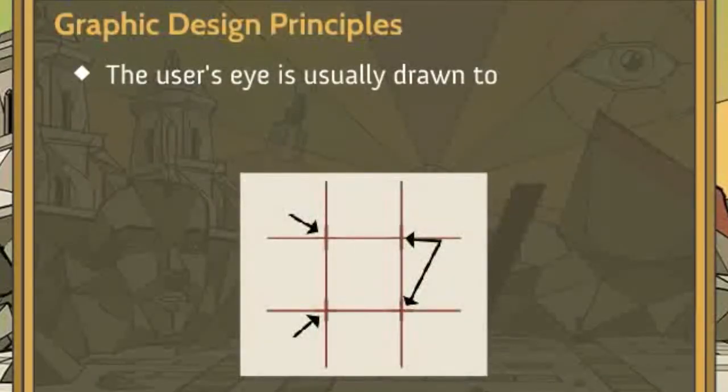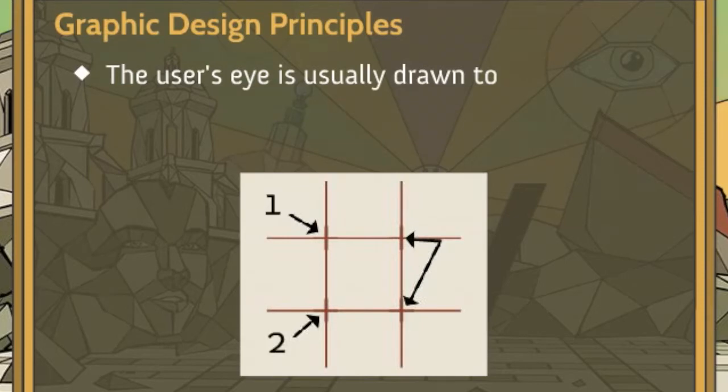The user's eye is usually drawn first to the top left grid intersection, then to the intersection below it, and then finally the user's eye will move to the top right and then bottom right cross sections. Okay, so even if you don't have a design background, as you can see, if you use these Dreamweaver tools that I just went over with you, and you just remember the real simple rule of symmetry, balance, and consistency, you'll be good to go.